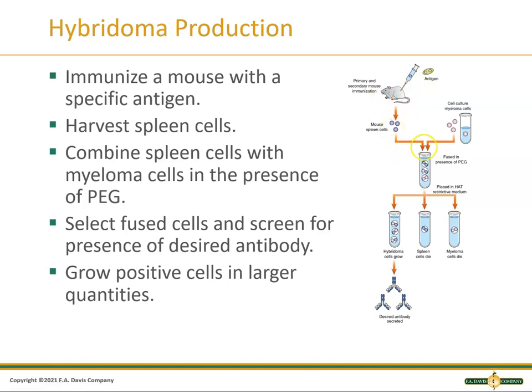They will mix it with malignant myeloma cells in a polyethylene glycol, PEG. And what will happen is these cells will fuse together and they will make the desired antibody we want. And then they can grow it and grow it and grow it. So we get tons of it.